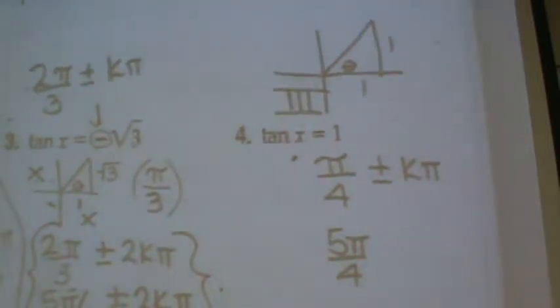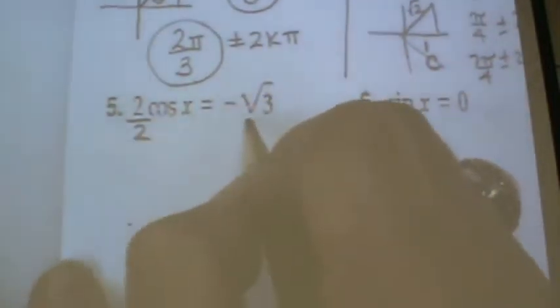Okay? Okay, number 5. What do you think you're going to do with that 2 that's standing in front of cosine? Yep, divide by 2.